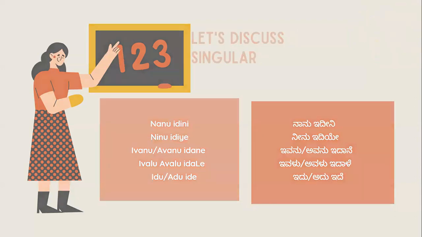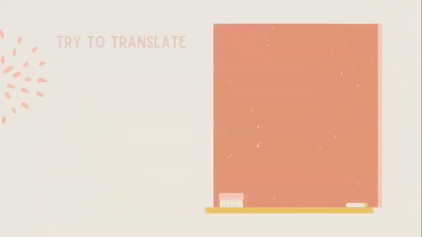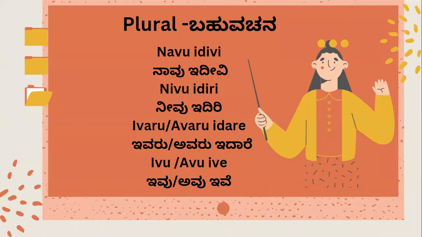Now, what's the plural of it? The plural is Bahuvachana in Kannada. If it is Nanu idini, then it should be Navu idivi. Then it should be Neevu idiri. Avaru idare. Ivaru idare. Avu ive. Ivu ive. Okay. Now, let us take one particular sentence and use it with the singular and plural, this idini or ide form.